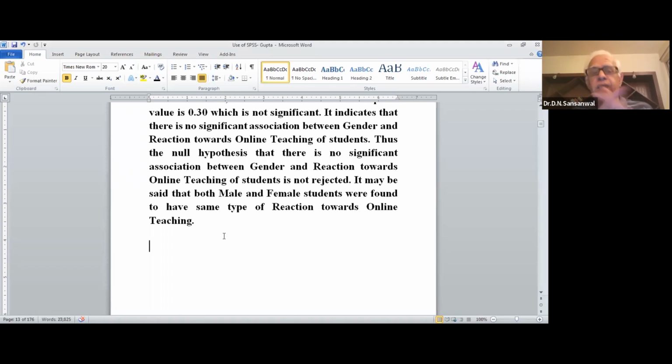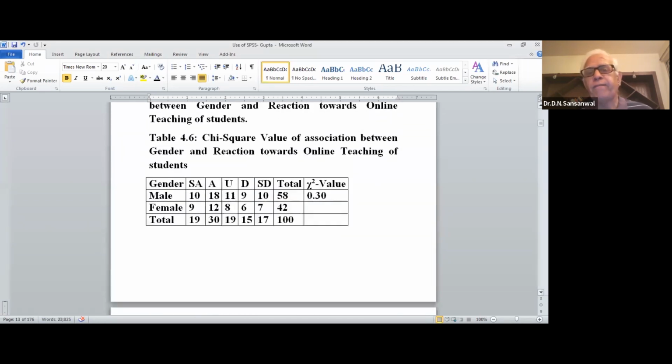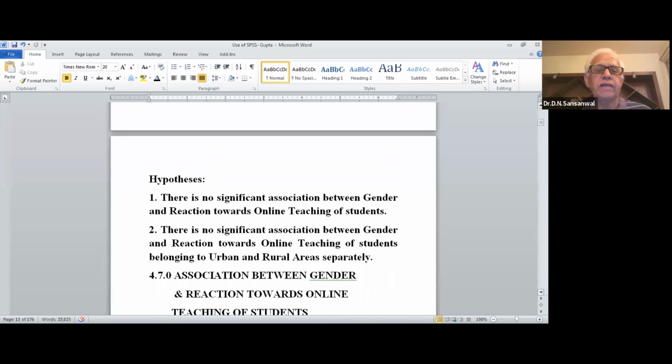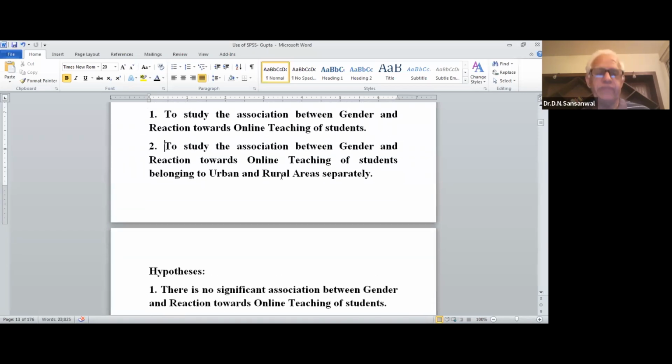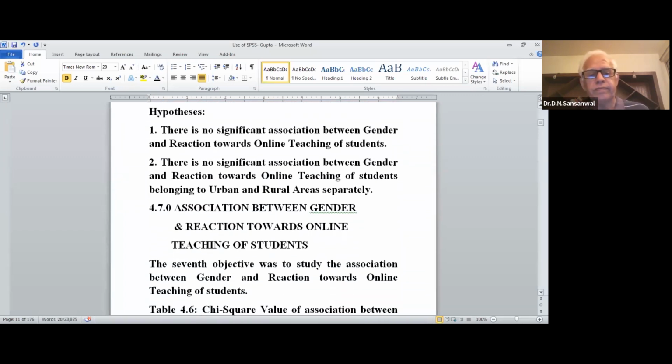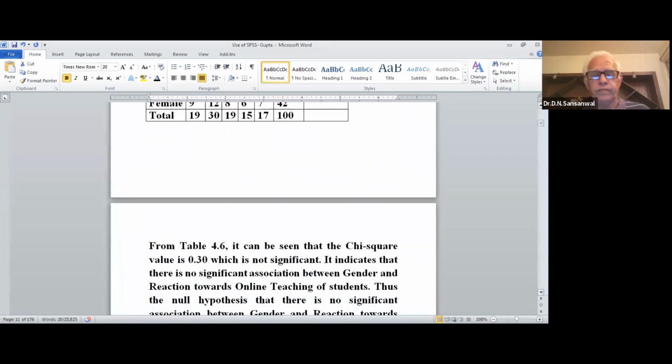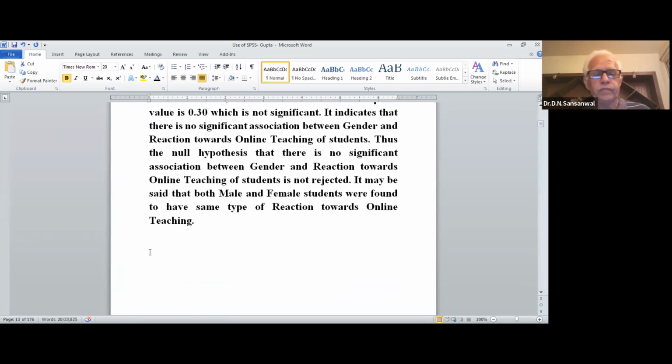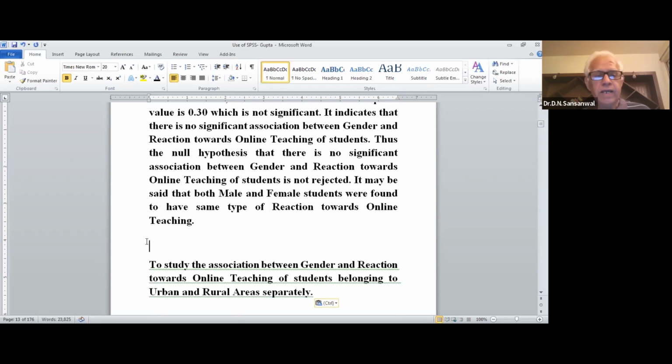Now, I have another objective, and let us see how we do that. The other objective is, this is my another objective, and it is 4.8.0.